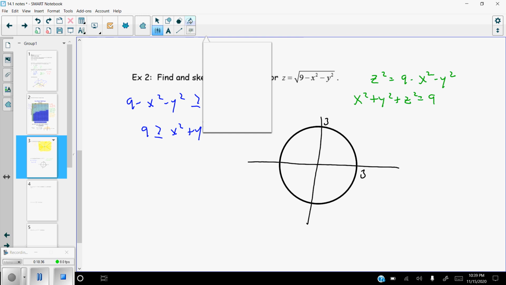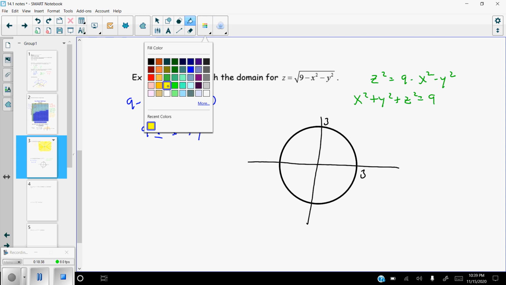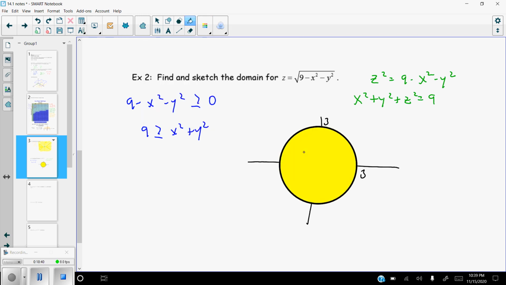Can I do this? Let's see. Can I fill? Let's try it. Oh, look at that. It got rid of my lines, but whatever, good enough. That was pretty cool. Learning something new. So there's your domain. It's everything inside the circle. And again, that's because this thing right here is a square root, so everything underneath the square root has to be greater than or equal to 0.